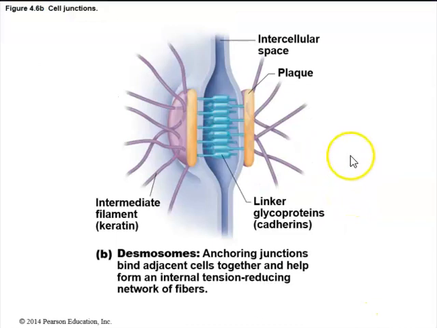So here we see the desmosomes. We can see the plaques on the cytoplasm side. We can see intermediate filaments, specifically we can see keratin. So again, desmosomes are anchoring junctions that will bind adjacent cells together and help form an internal tension-reducing network of fibers.